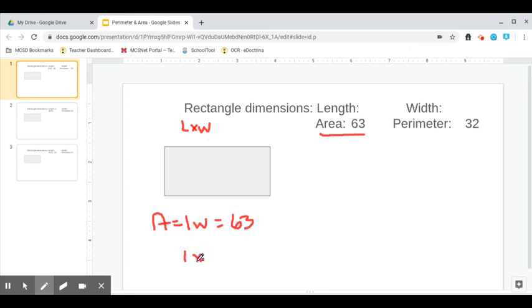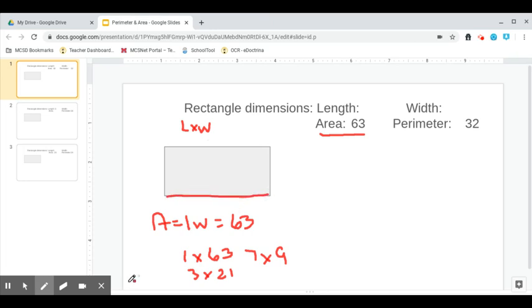You could have 1 times 63 would give you 63. You could have 3 times 21 would give you 63. You could have 7 times 9 would give you 63. So knowing that, those are the only possible lengths or widths you could have. You could have a length of 1 and a width of 63, a length of 3, a width of 21, a length of 7, a width of 9. Those are the only possible ways you can get that area unless we start doing fractions and decimals, which we're not going to.